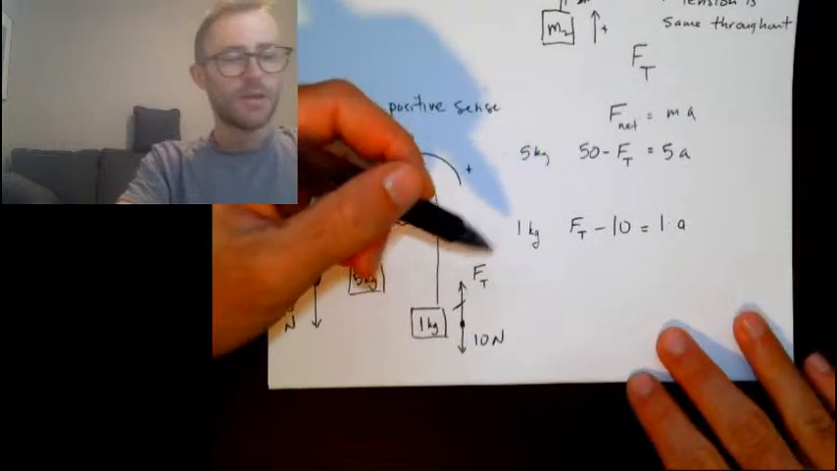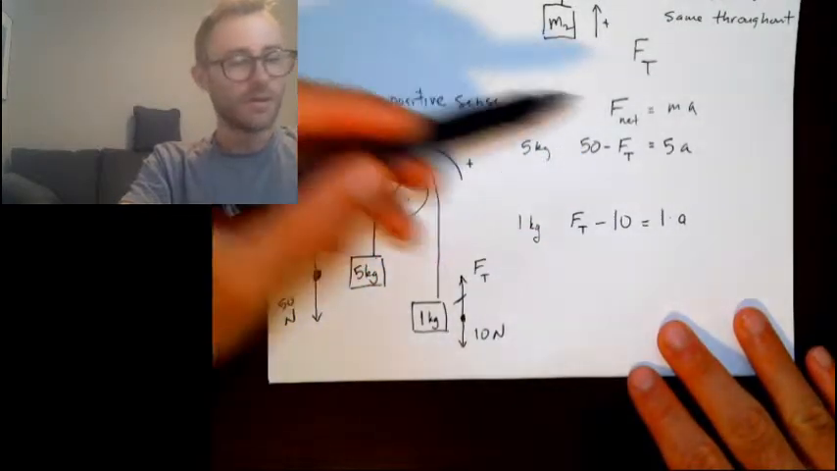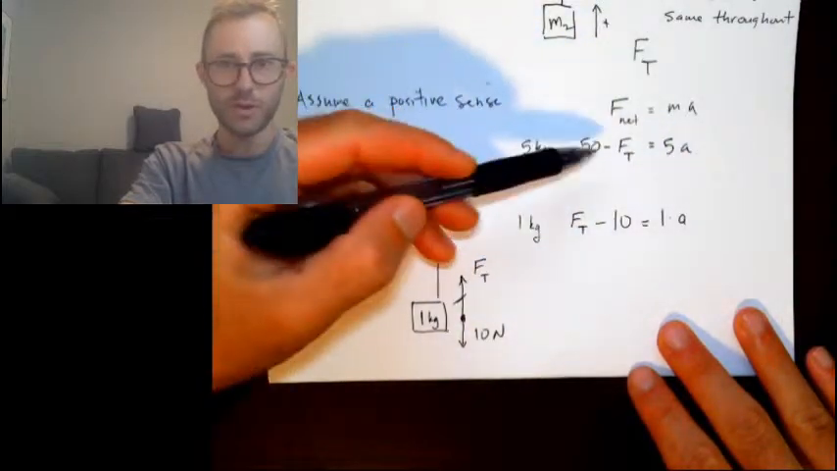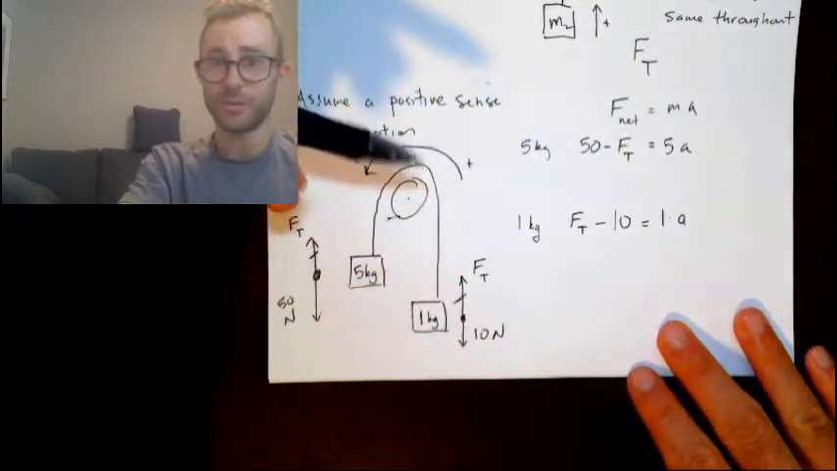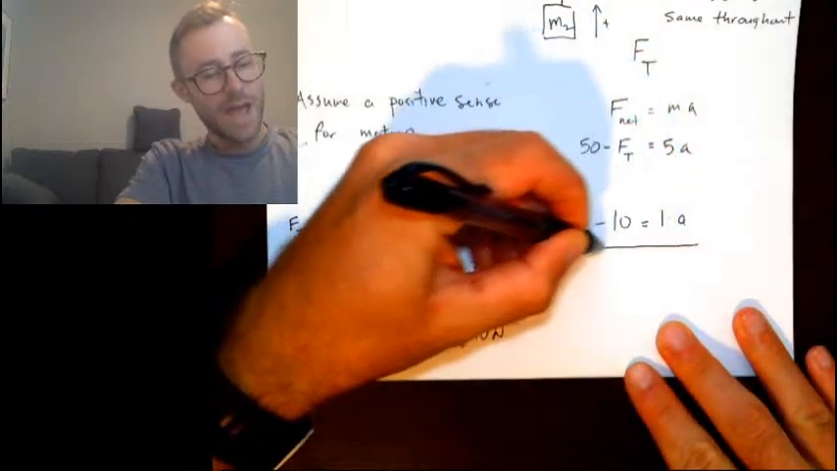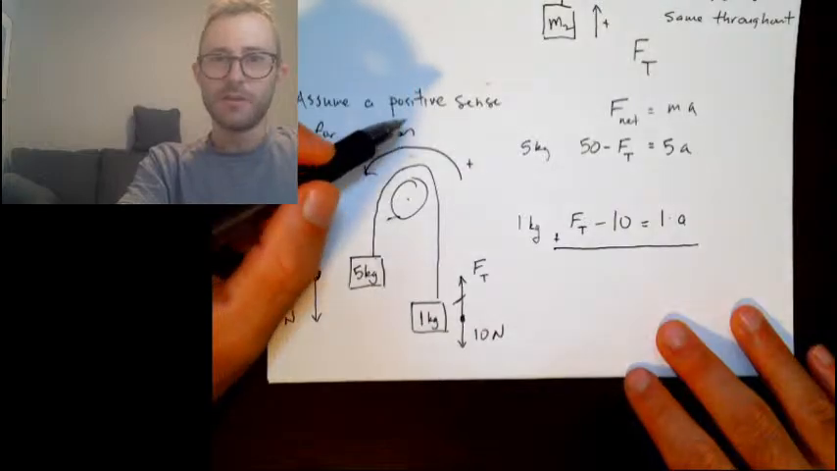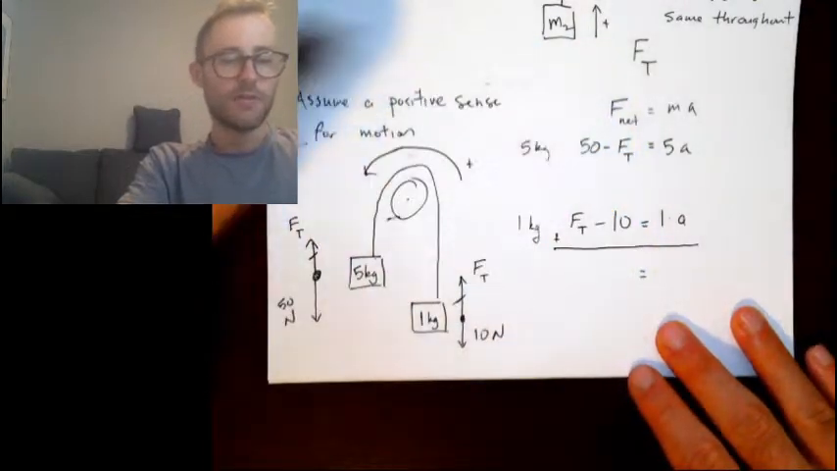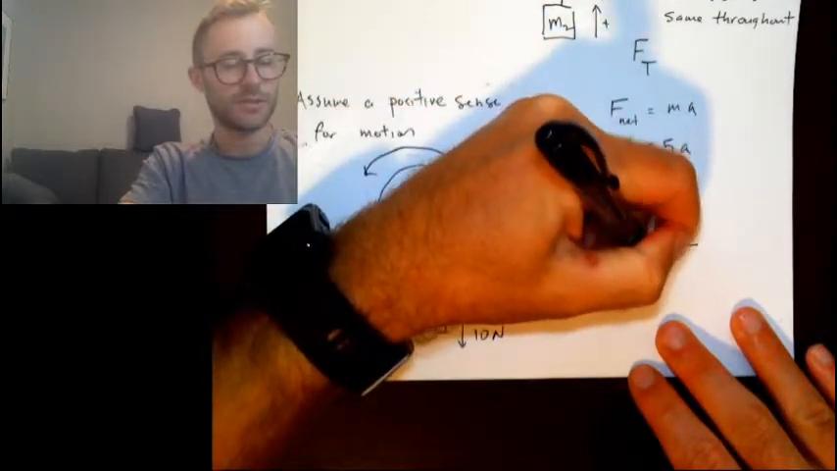Okay? So this is what we would call a system of equations for F sub t, the tension, and the acceleration, because we have two equations for two variables. So how do we solve this? It's actually really easy to solve. What we want to do is add the two equations. Now if we add the two equations, on the right-hand side, we have 5a plus 1a. So that is 6a.